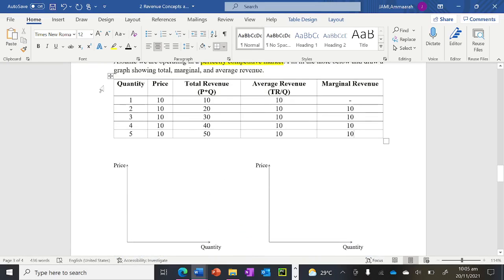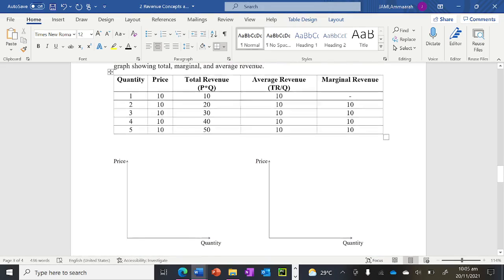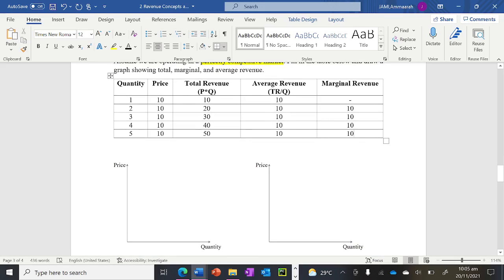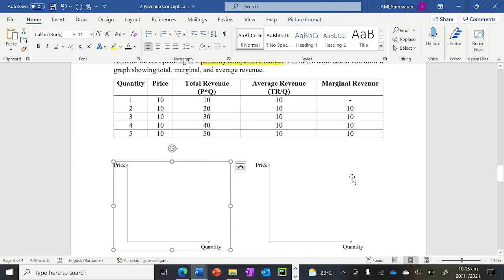Okay, here they say to draw a graph below showing total, marginal, and average revenue. Remember we learned that in a perfectly competitive market, your total revenue increases at a constant rate. So you can see here, it goes 10, 20, 30, 40, 50. So it's always increasing by 10. It increases at a constant rate, and therefore it'll be a straight line. So total revenue would be a straight line, just like this.